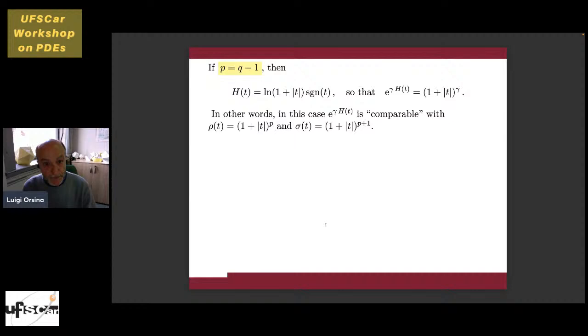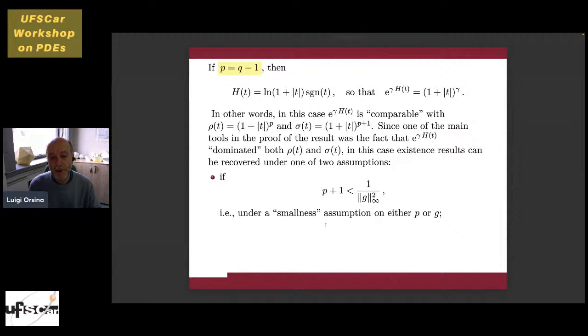So the problem here is that you have to make some assumptions. For example, in the case before, with the terms gamma minus something, you are no longer free to choose gamma small enough. And so we have some existence result in two cases. The first one, if p plus one is smaller than something depending on g. So for example, the larger is g, the smaller has to be p. And here p plus 1 is q in this case. And the smaller is g, you can take q as large as you want. So either p is small, or g is small.